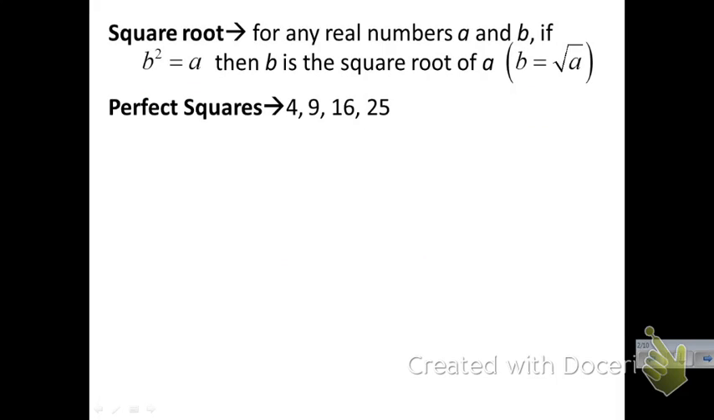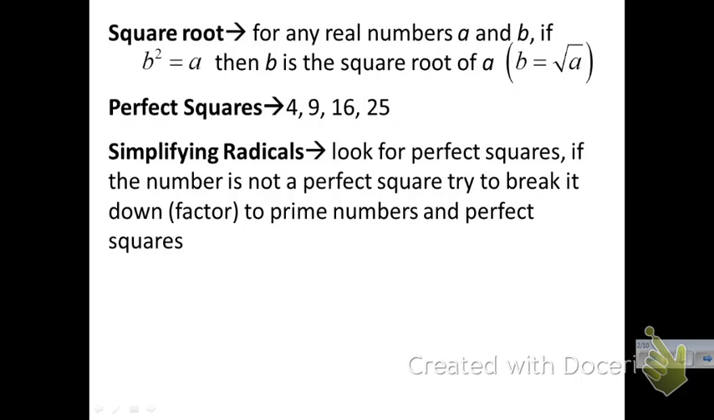Okay, so perfect squares are 4, 9, 16, 25. We talked about that this is 2 times 2, 9 is 3 times 3, 16 is 4 times 4, 25 is 5 times 5, so we would get an idea of what a perfect square is. A perfect square is when you multiply two numbers that are the same value to get that number. Simplifying radicals, we look for perfect squares.